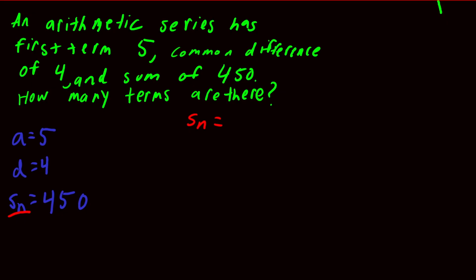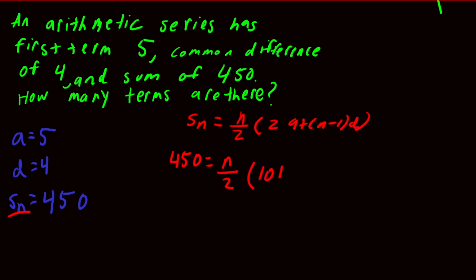And the sum formula is n over 2, 2a plus n minus 1 d. You guys are going to be writing this so many times. It's going to be second nature. You won't even have to think about it. So let's plug in what we do know. So we know Sn is 450. We don't know what n is, which is what we're trying to solve. Now, the first term we know is 5, so this would be 10 plus, we don't know what n is, n minus 1, and we know d is 4.